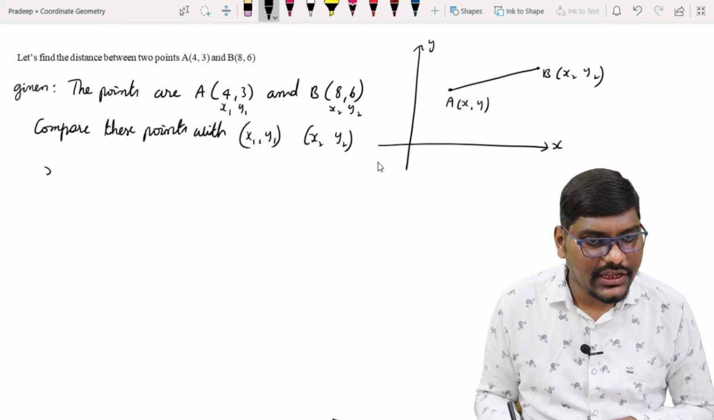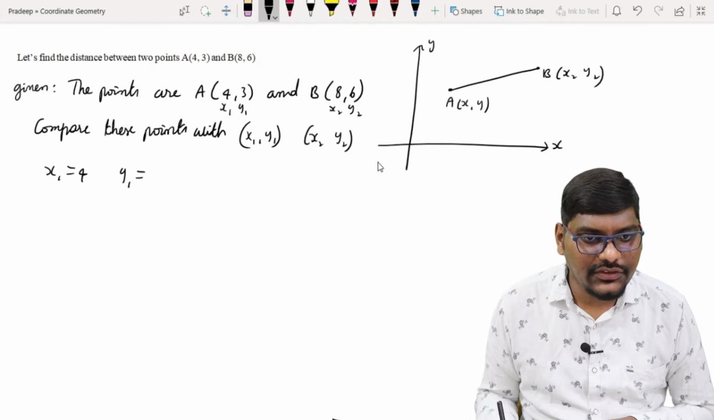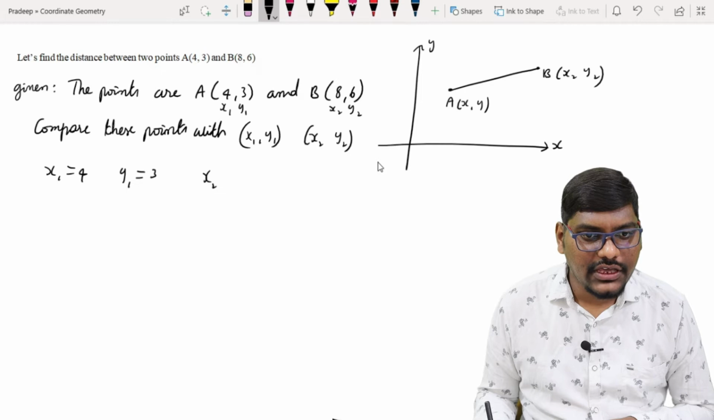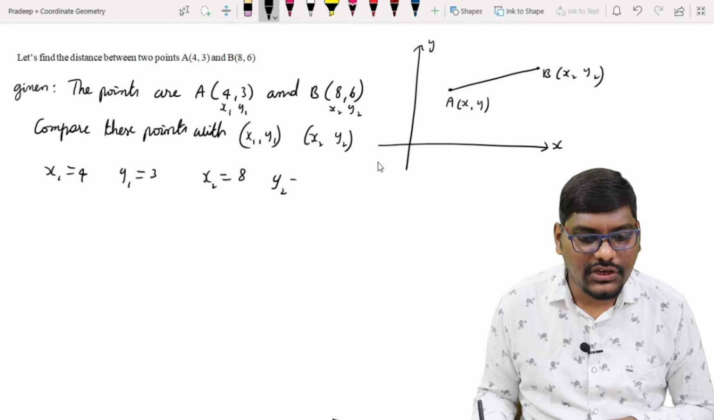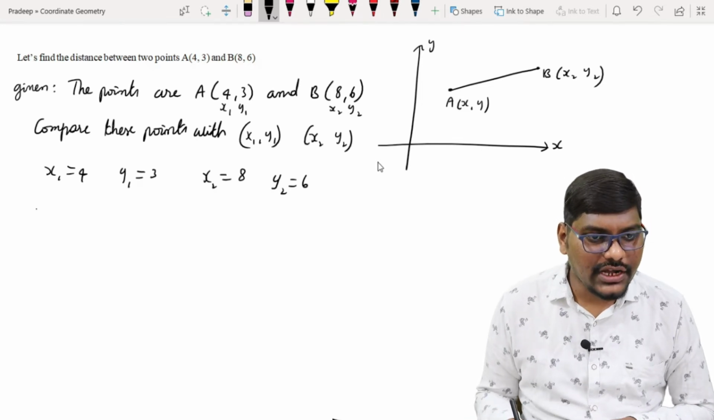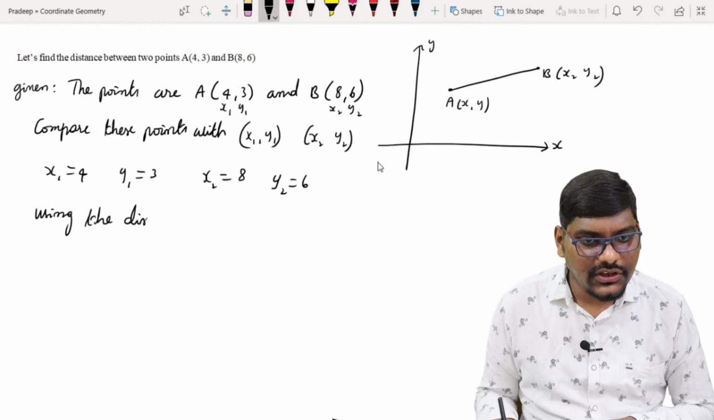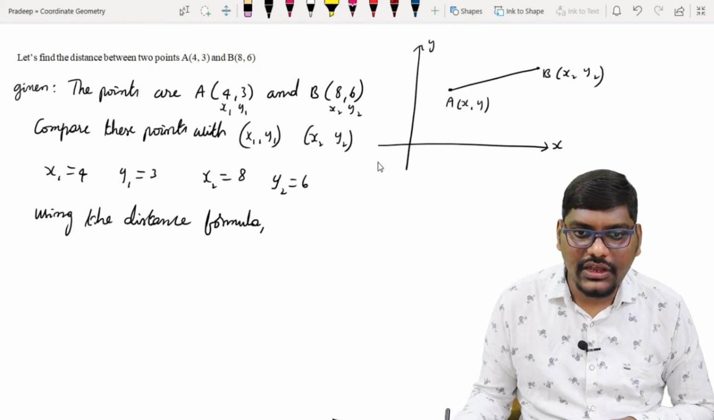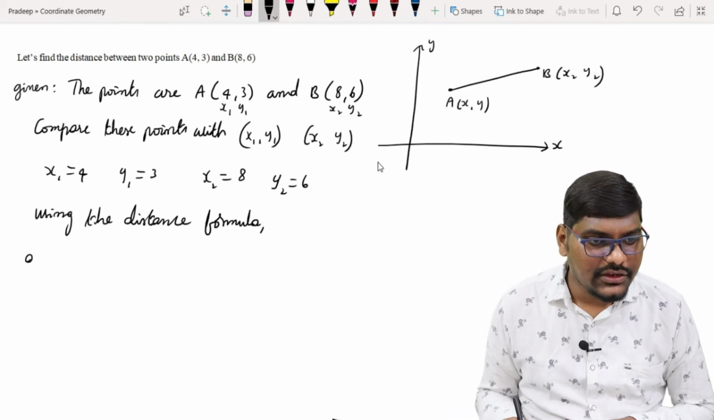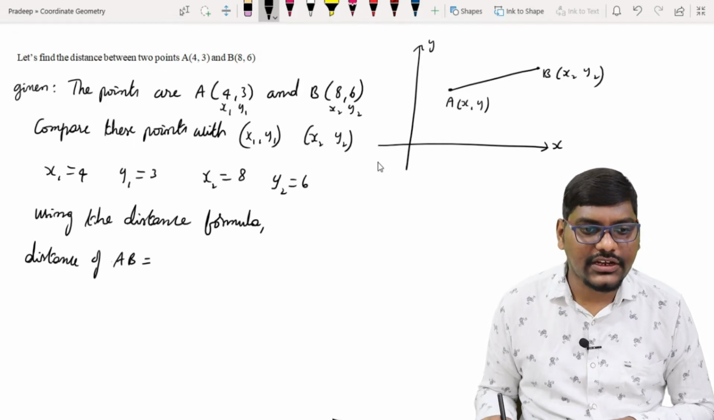So we can write x1 is 4 and y1 is 3. What about x2? x2 is 8 and y2 is 6. So I can write x2 is 8, y2 equal to 6. Now we'll write the distance between 2 points formula. Using the distance formula, we are taking the distance between point A and point B. I can write the distance of AB. Let's take the distance as D.